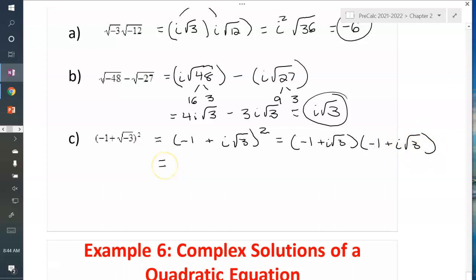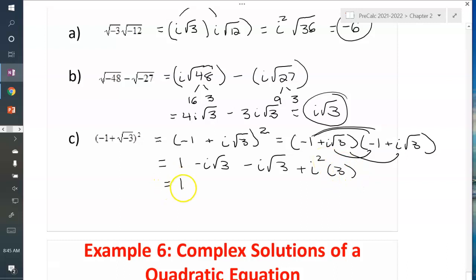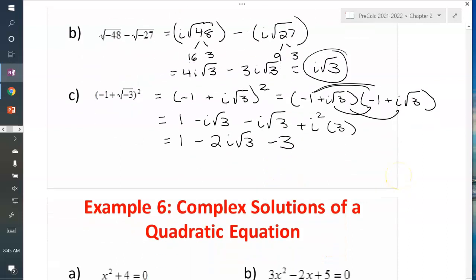And now FOIL this out. So 1 minus i root 3 minus another i root 3 plus i squared. Root 3 times root 3 is just 3. So I get 1 minus 2i root 3. And then i squared is negative 1 times 3 is a negative 3. Combine like terms again. Negative 2 minus 2i root 3. And we're done with that one.